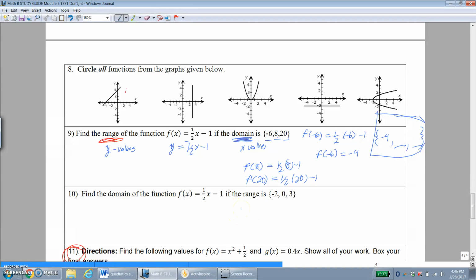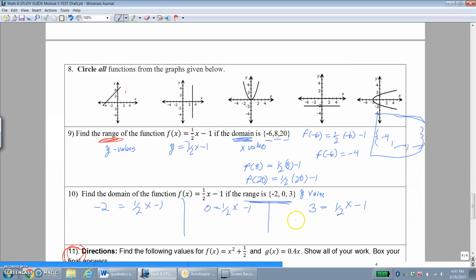Now the second one is it's going to give you the range. It's going to give you the y values, and it wants you to tell you what did you plug in. So for instance, I'm going to set up the three equations. I'm going to solve one of them for you. So this would look like -2 is equal to 1/2 of x minus 1. That's the first equation. The second equation would be 0 equals 1/2 of x minus 1. And your final equation would be 3 equals 1/2 of x minus 1.